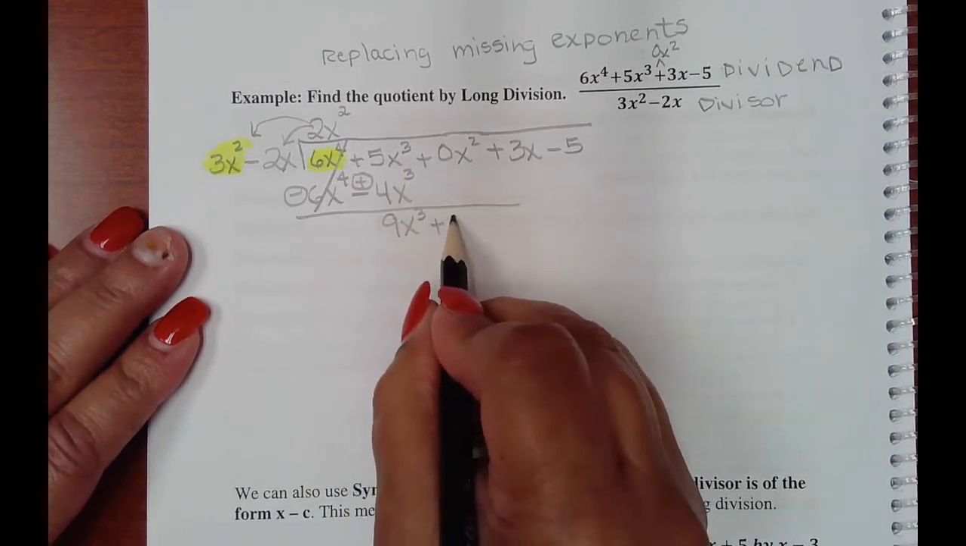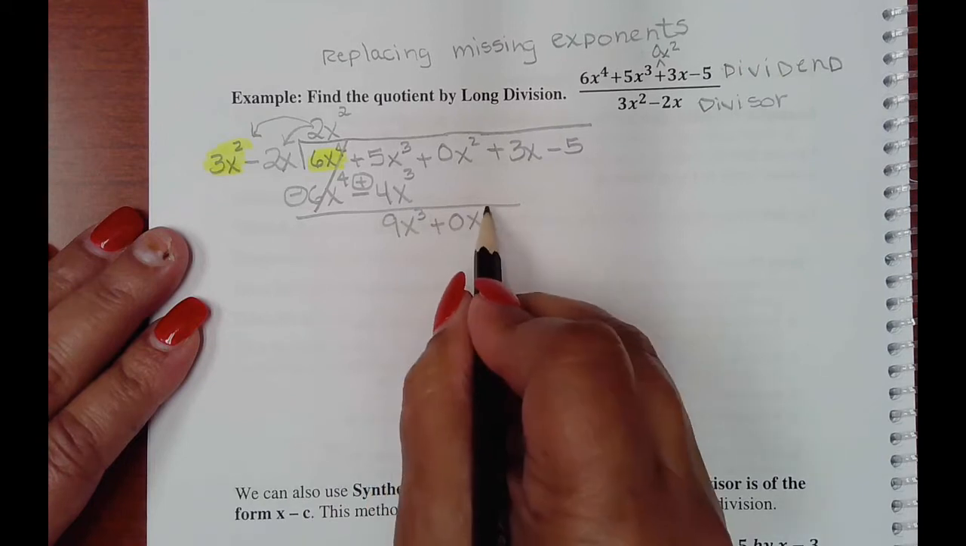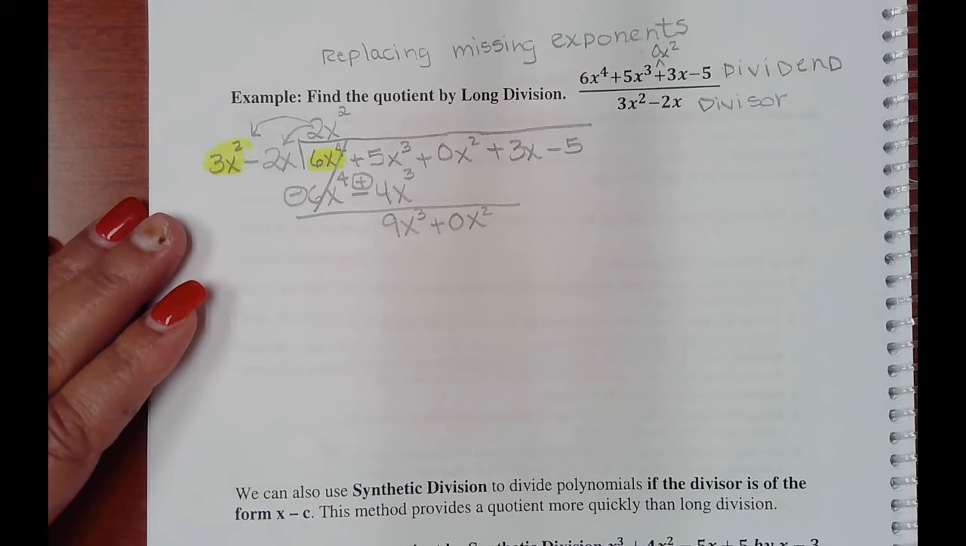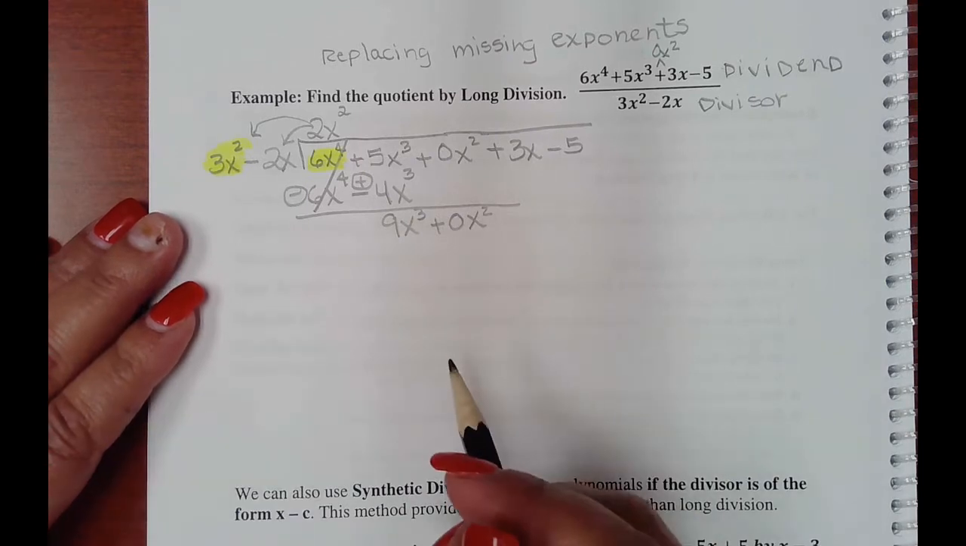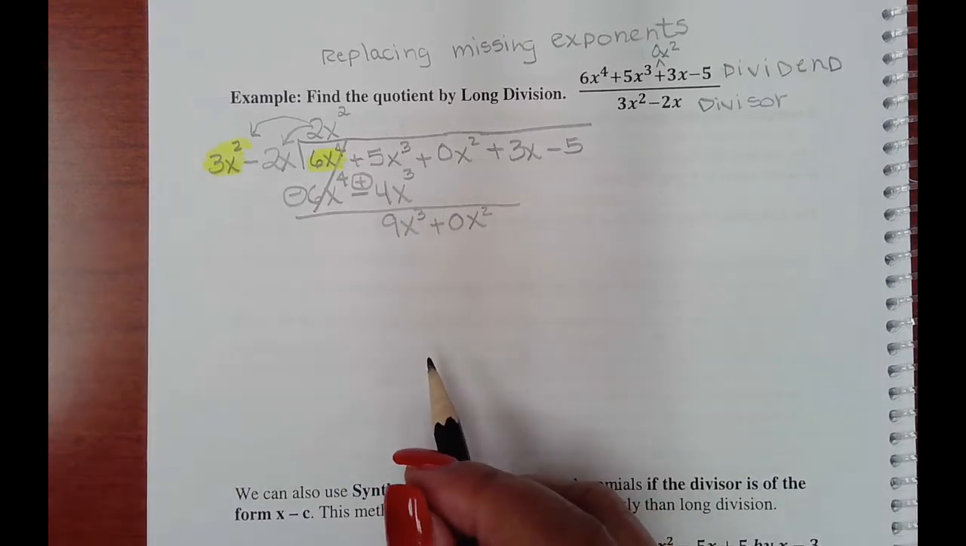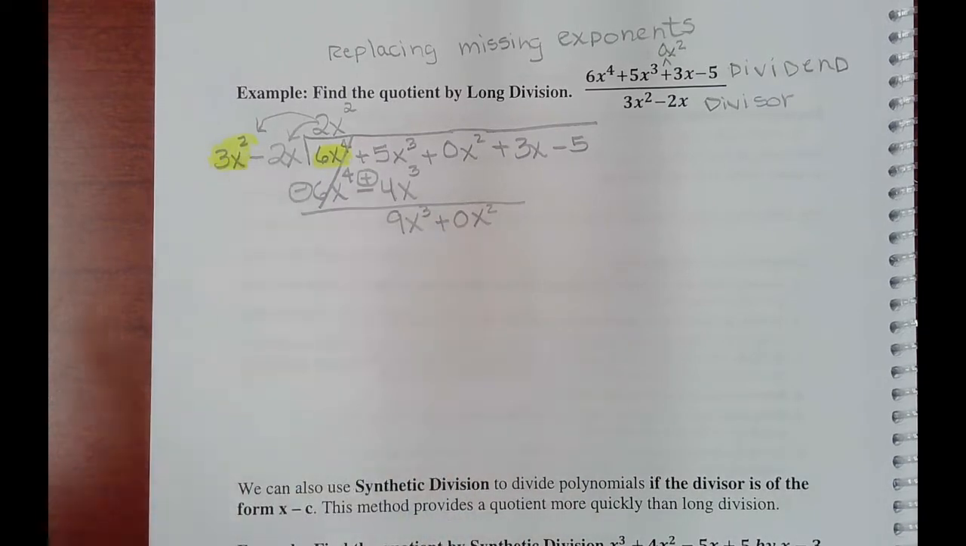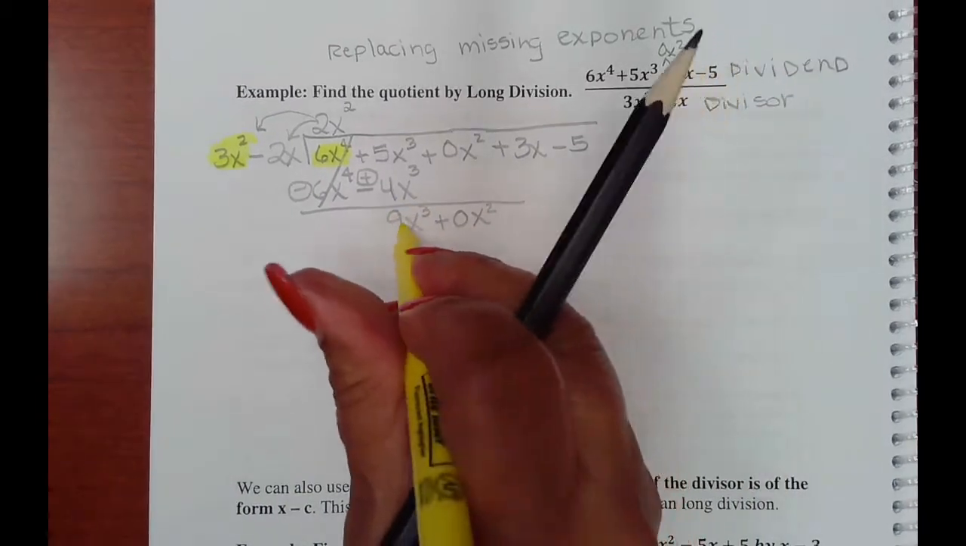Drop down the next term. Even though there's 0 of them, this is going to act as a placeholder, because we are going to get x squared terms as we go on to the next step. Okay, so let's start all over again. This is our second pass through the long division problem. We want to know what to multiply this by to turn it into the leftmost term here.